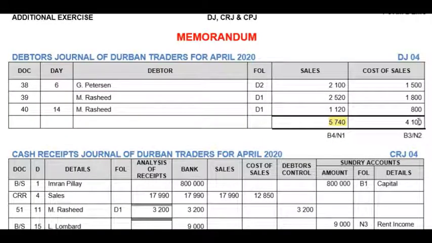Then the next column that we have to post is this cost of sales column. And this cost of sales column, like the one in the CRJ, goes to cost of sales on the debit side and trading inventory on the credit side.